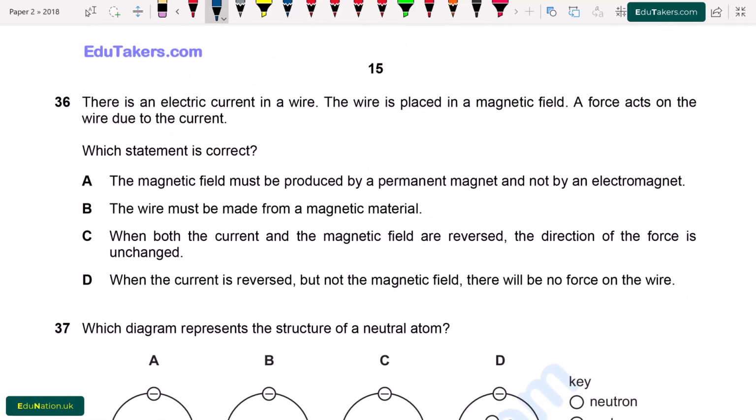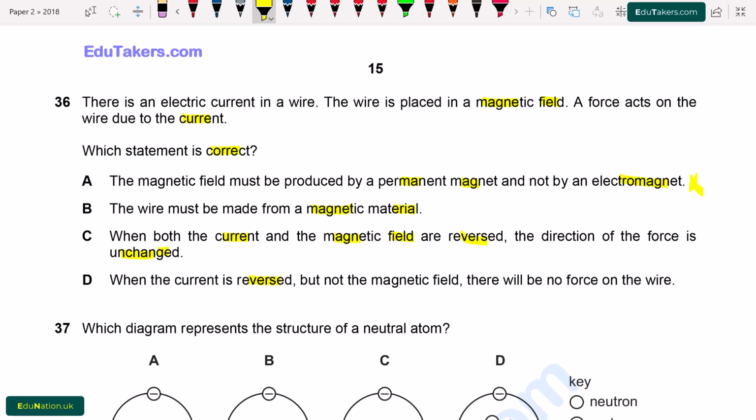Question number 36. There is an electric current in the wire. The wire is placed in a magnetic field. A force acts on the wire due to the current. Which statement is correct? Option A. The magnetic field must be produced by the permanent magnet and not by the electromagnet. This is incorrect. B. The wire must be made from a magnetic material. C. When both current and the magnetic field are reversed, the direction of the force is unchanged. D. When the current is reversed but not the magnetic field, there will be no force on the wire.